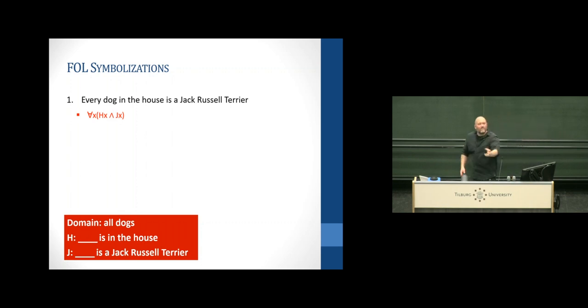Good. I like it. Here's the problem. Let's think about what this says. This was your suggestion, and it's a very natural suggestion. Problem: this tells us every dog is in the house and is a Jack Russell. What we have in red here says every dog is in the house and is a Jack Russell. Is that what the English says? The English says something a little more restrictive.